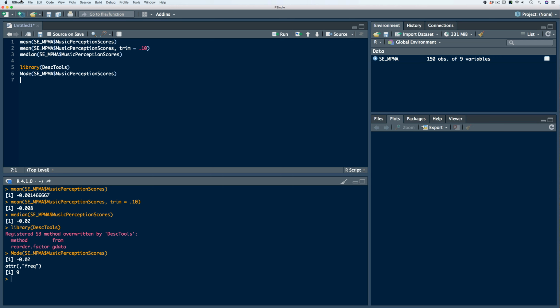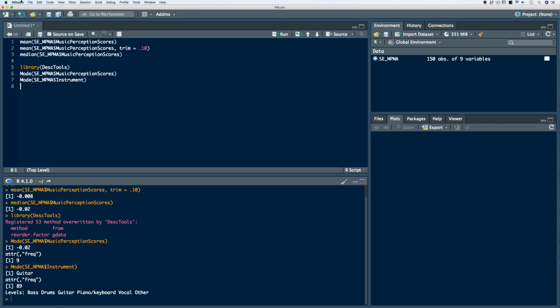Now the reason why we don't have a mode function within R is that we can use mode for both categorical and continuous variables. So for instance, if we want to calculate the mode of a categorical variable such as instrument, we see that the mode is guitar, and guitar occurs 89 times within the variable. And so again, the four different types of statistics that we can use to calculate central tendency of a continuous distribution are the mean, the trimmed mean, the median, and the mode.